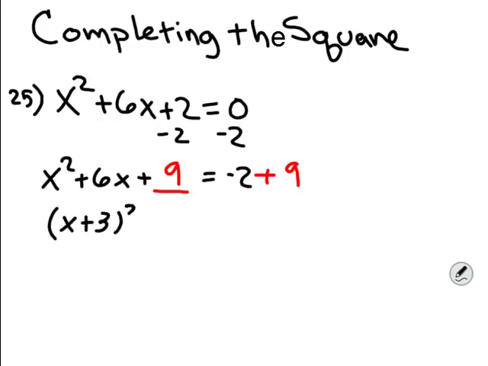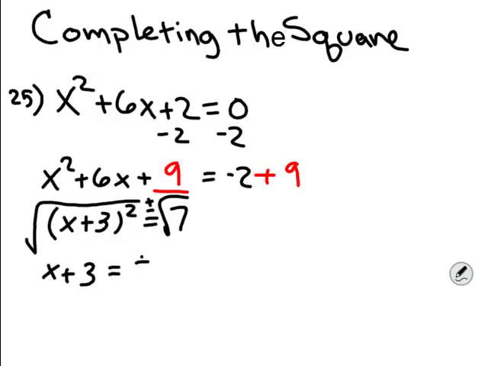So now we can factor it to x plus 3 squared equals 7. So now we take the square root of both sides. Don't forget to put your plus and minus in front of the radical 7. So now our last step is just subtract 3 from both sides. So we end up with x equals negative 3 plus and minus radical 7.